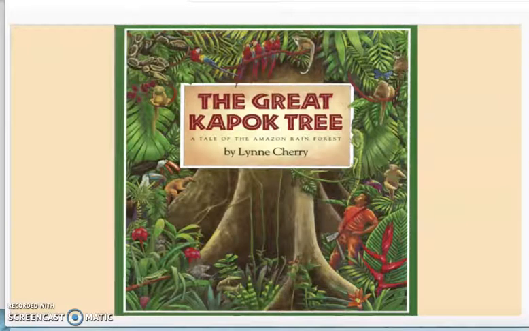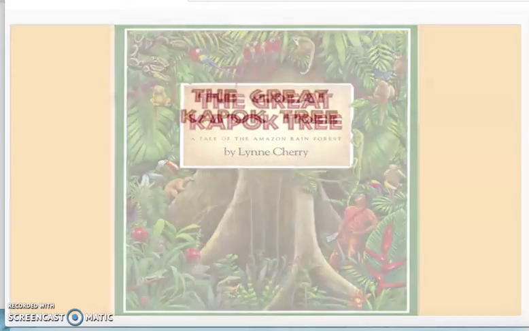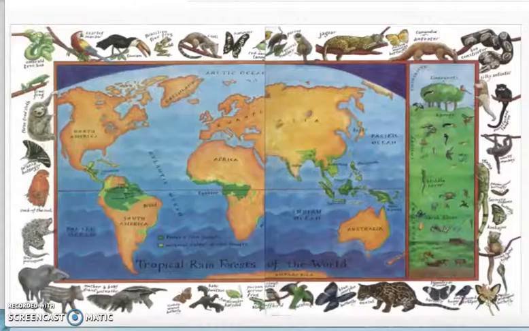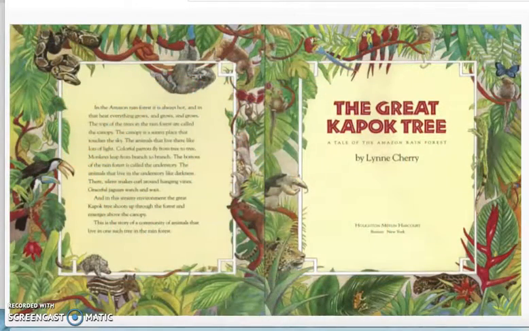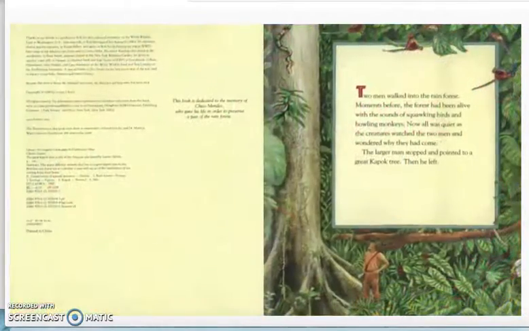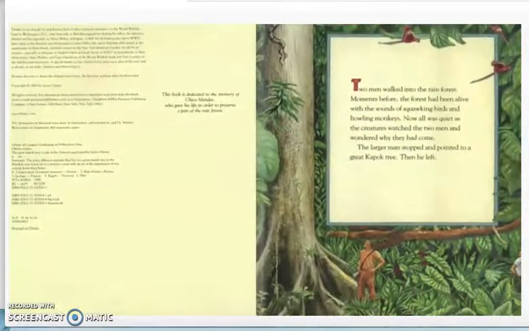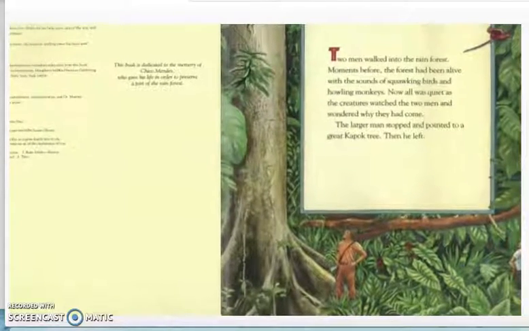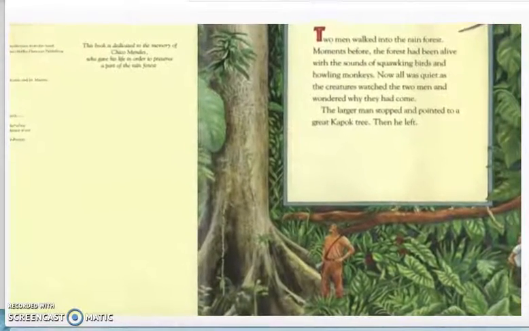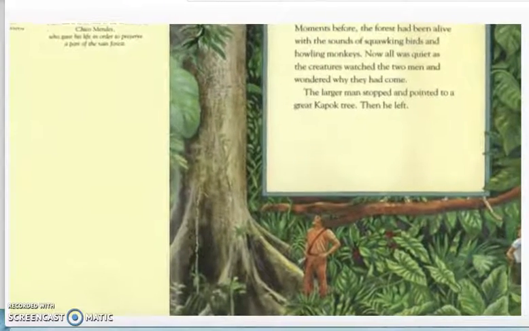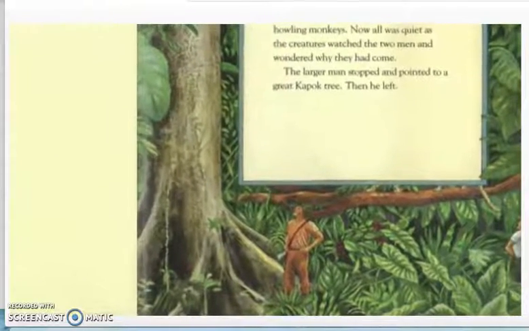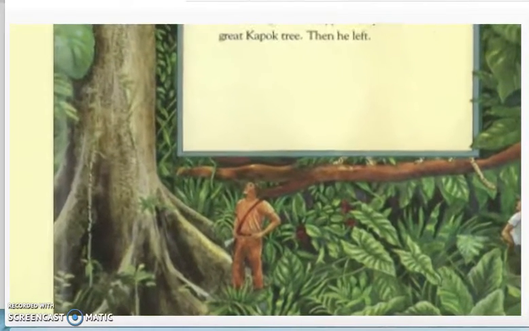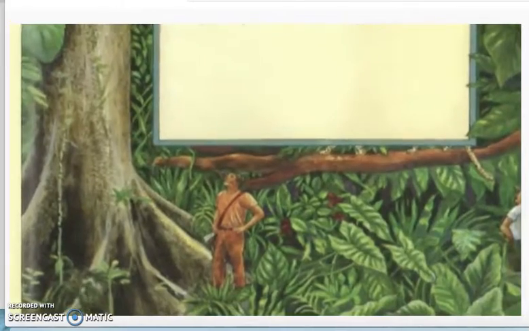The Great Kapok Tree, written by Lynn Cherry. Two men walked into the rainforest. Moments before, the forest had been alive with the sounds of squawking birds and howling monkeys. Now all was quiet, as the creatures watched the two men and wondered why they had come. The larger man stopped and pointed to a great kapok tree. Then he left.